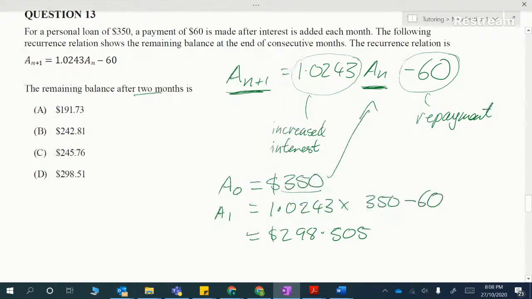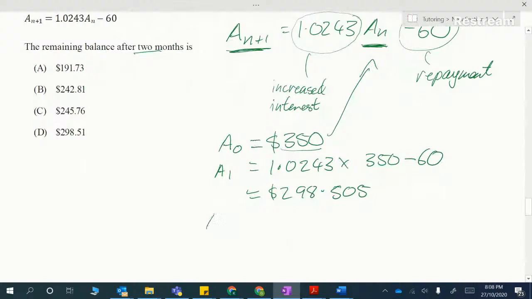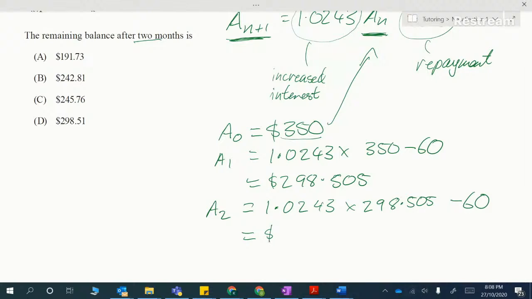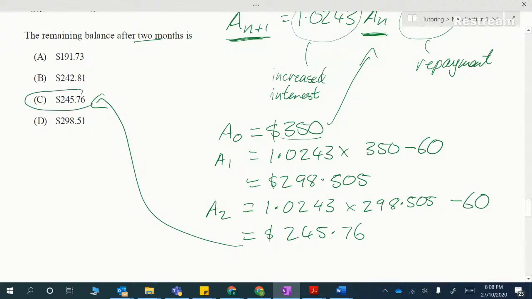But now we need the second month because it's after 2 months. So A2 would be, I've just got to carry down the previous term. That's what recursion means. Recursion means to repeat the calculation over and over again. So I am taking my answer from the previous term and carrying it down to continue that calculation. So at the end of the second month, I have a value of $245.76, which you can see is option C.